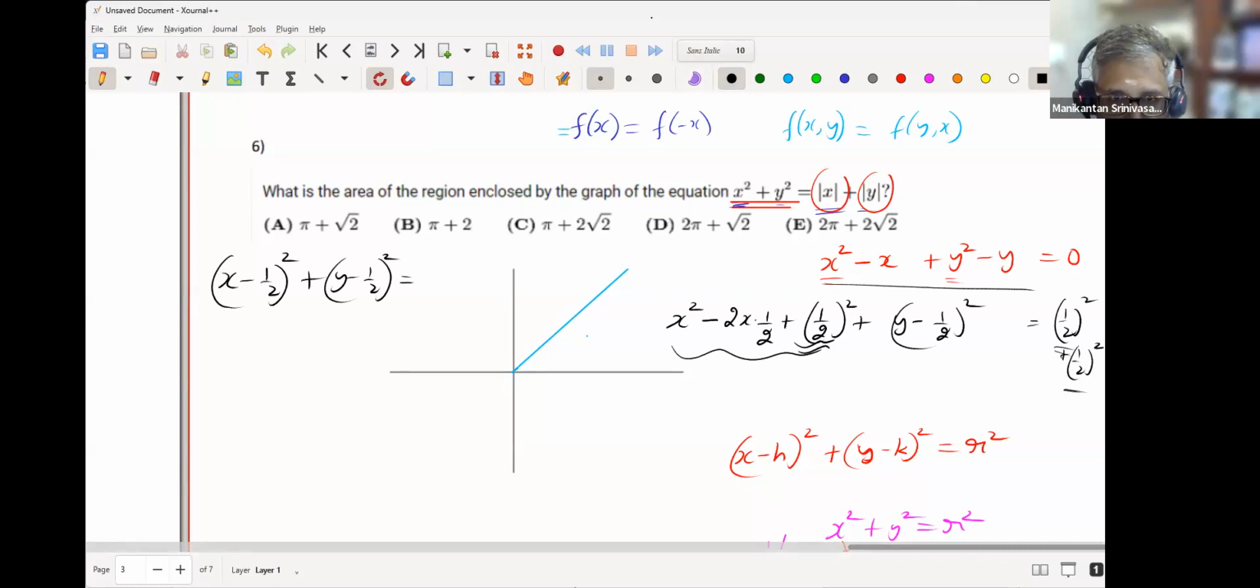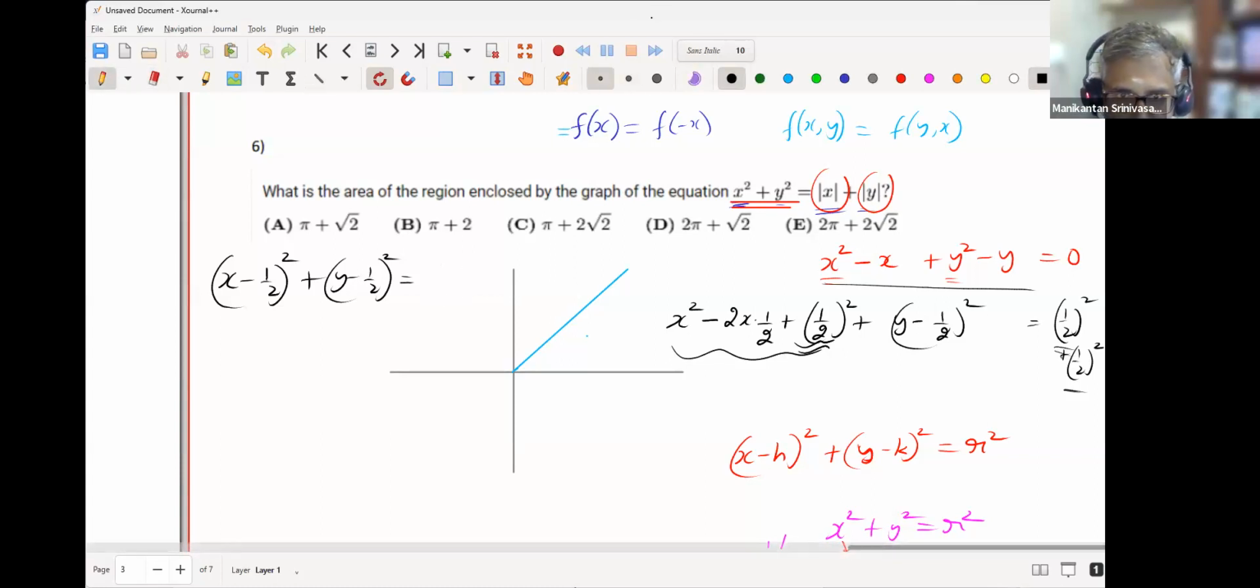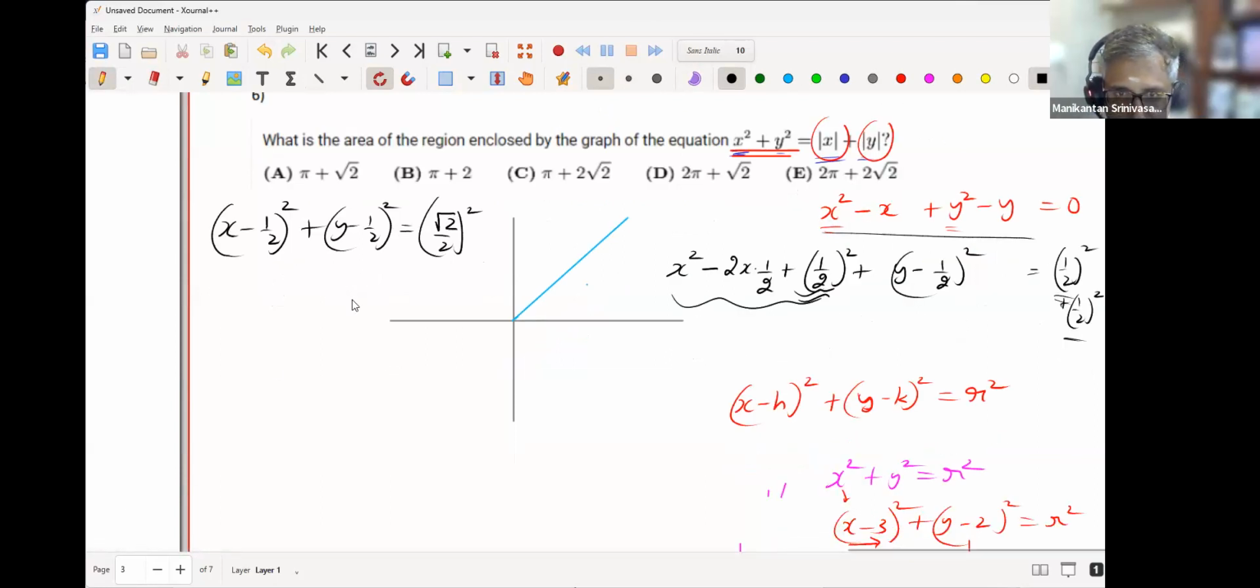1 by 2, right? Half plus 1/4 plus 1/4 is 1 by 2, which is (1 by root 2) whole square. 1 by root 2, or if you want to visualize it, root 2 by 2, that's fine. 1 by root 2 is approximately 0.7, right? (Root 2 by 2) whole square, which means this curve in the first quadrant is a circle.